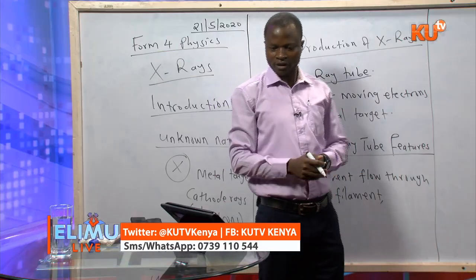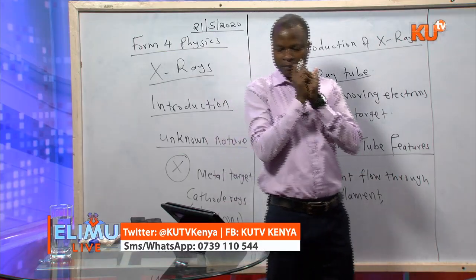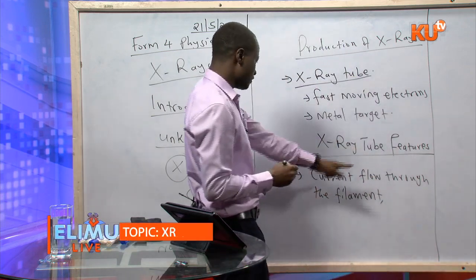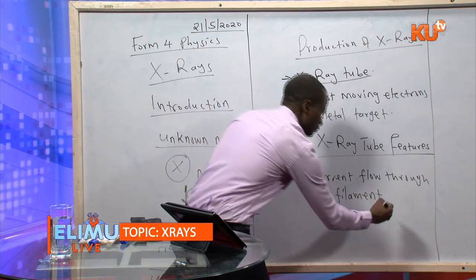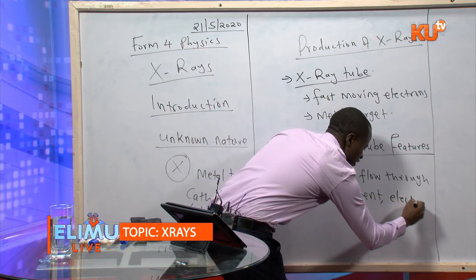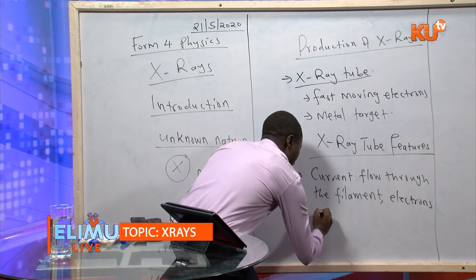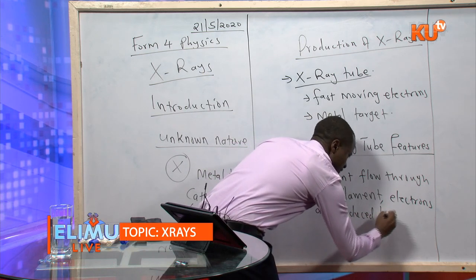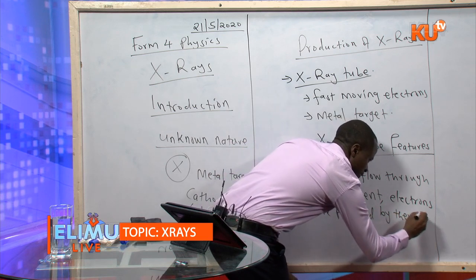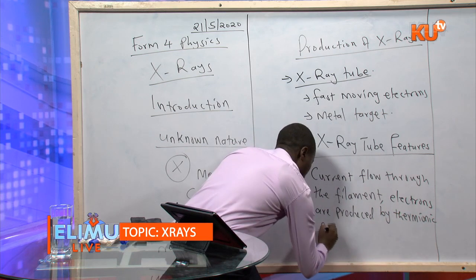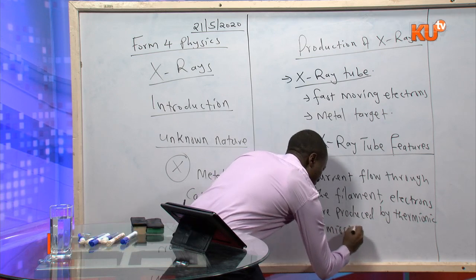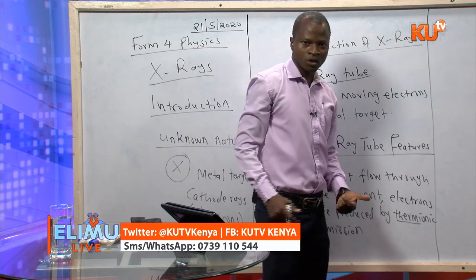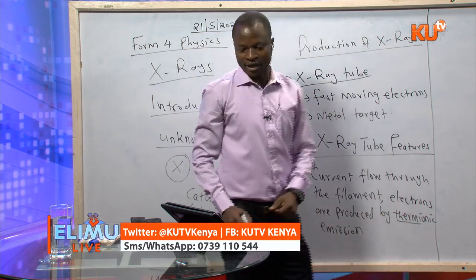When the current flows through the filament, we remember electrons will be produced by thermionic emission. So current flows through the filament, electrons are produced by thermionic emission. You remember thermionic emission meant due to heat. There is some heating there, the heating effect of current. So we shall produce electrons by thermionic emission.